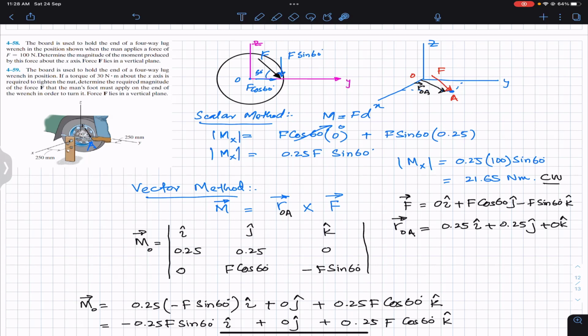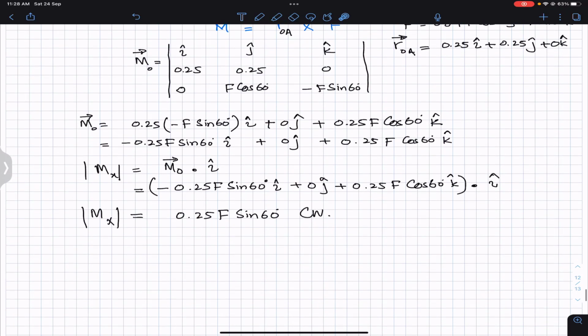Now in the next problem, that is 4-59, it is said that again the same problem, the board is used to hold the end of a 4-way lug wrench in position. If a torque of 30 Newton meter about the x-axis is required to tighten the nut, determine the required magnitude of the force that the man must apply on the end of the wrench in order to turn it. Force F lies in the vertical plane. Now in this problem, the magnitude of the moment about the x-axis is given. If a torque of 30 Newton meter about the x-axis, so Mx magnitude is given.